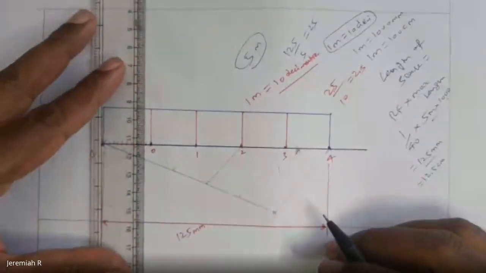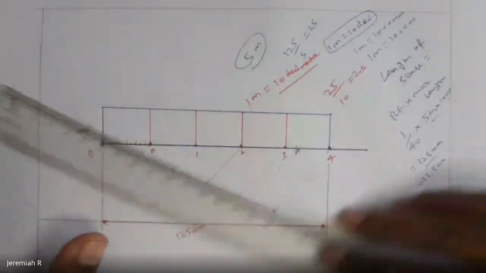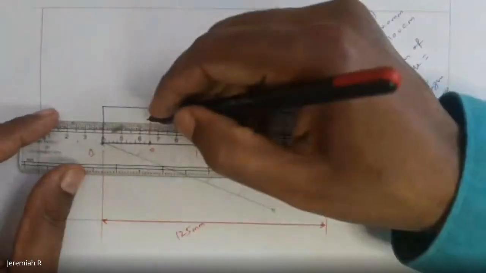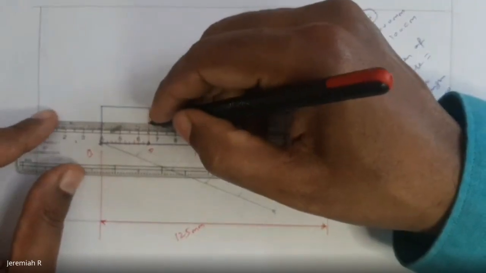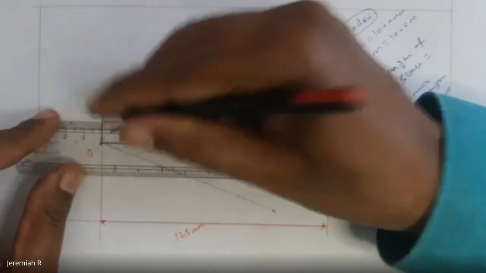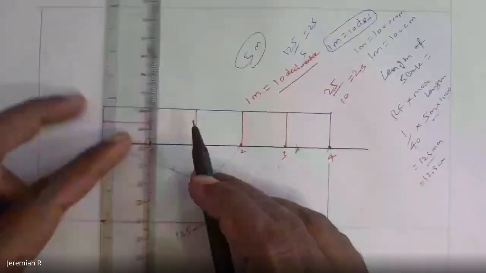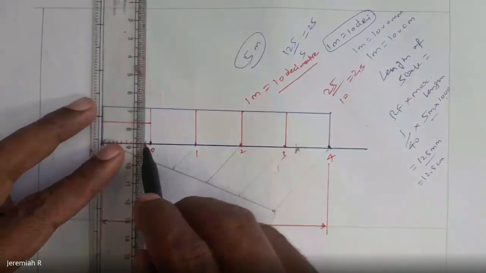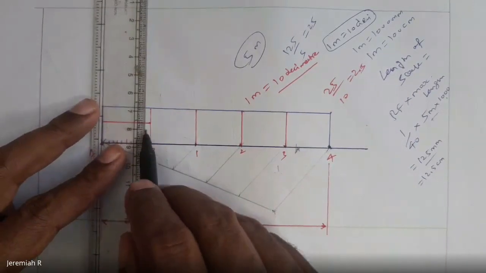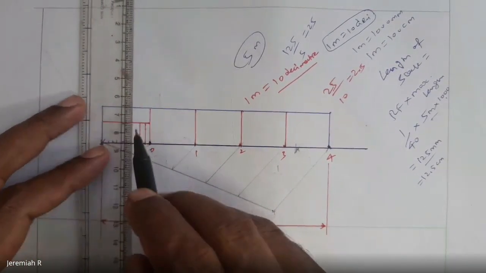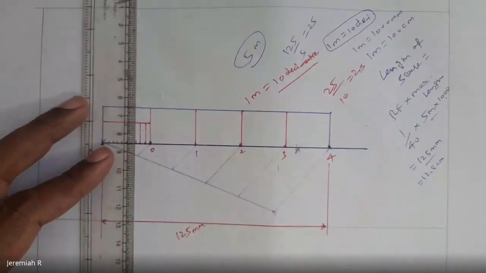Then from each point, before that, somewhere in the middle, draw one horizontal line. Draw a horizontal line here. Then from each point of this, draw a vertical line. From each point of this, draw a vertical line.